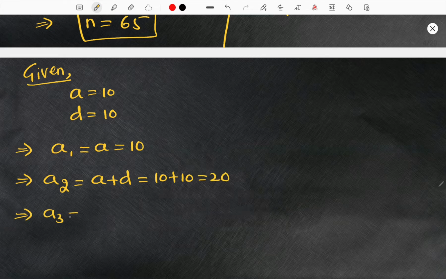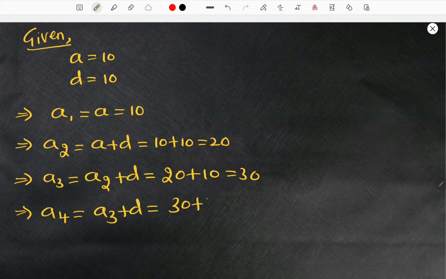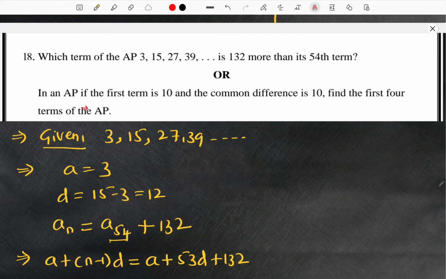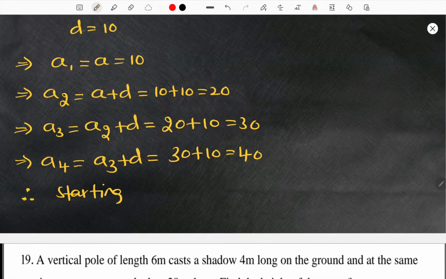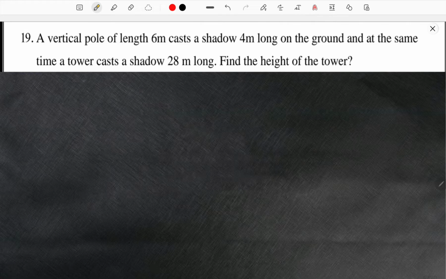How about A3? A3 is nothing but A2, the second term, plus the common difference. The second term is 20 and the common difference is 10. That's why 30. How about the fourth term? Fourth term is nothing but the third term plus the common difference. It becomes 30 plus 10, and that is equal to 40. They are asking only for four terms, right? They are mentioning find the first four terms of the AP. So, therefore, the first four terms of the AP are 10, 20, 30 and 40. All right, fine then. Moving forward to the next question.